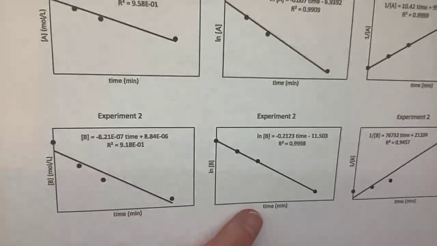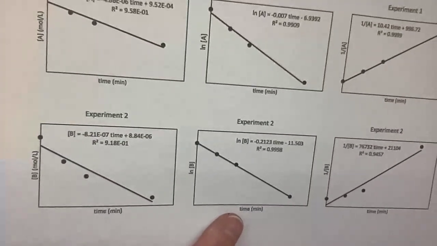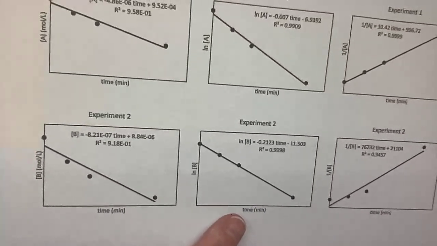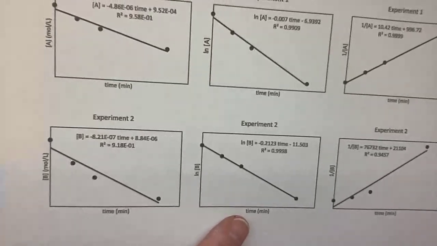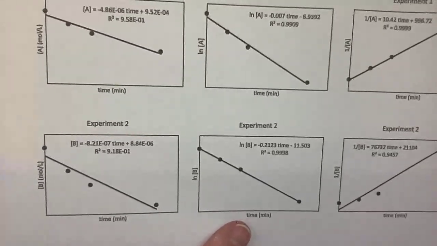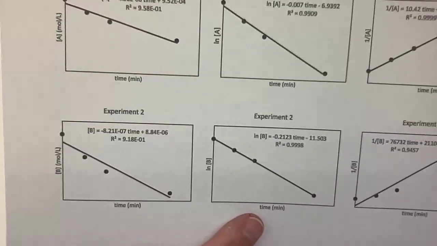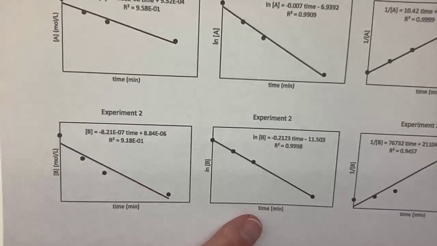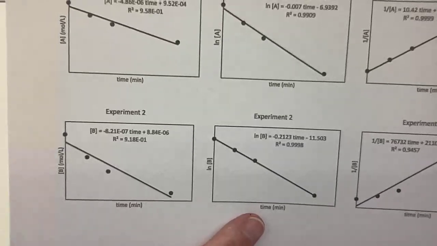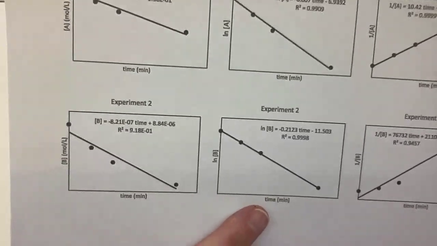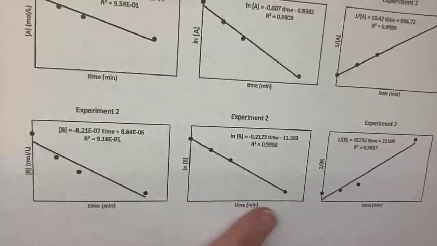If you go to the middle graph here for experiment number two, that's the ln, the natural log of the concentration with respect to time. You can see that the points are pretty much on a straight line there, and the R value is 0.9998, really close to 1. And then let's go to the third graph and look at that one.